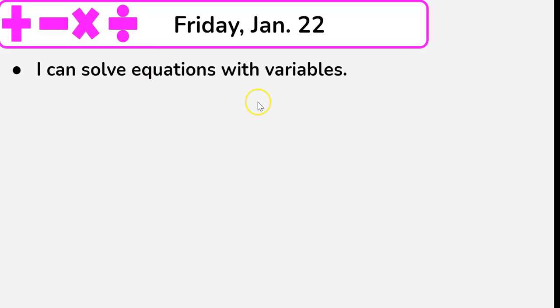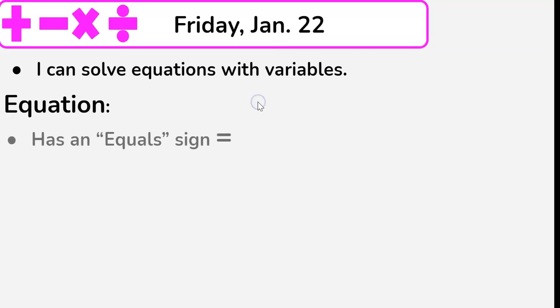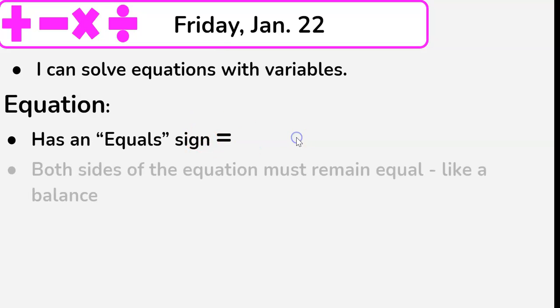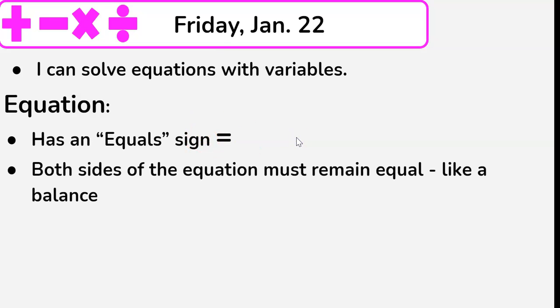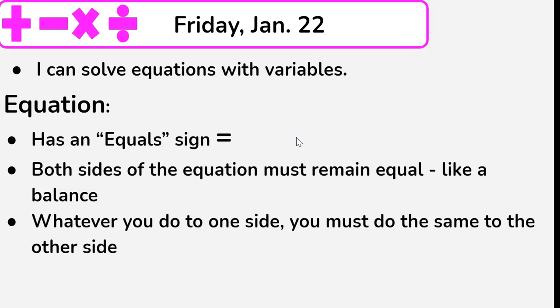no equal signs. Equations, on the other hand, always have an equal sign right here. And both sides of the equation must remain equal. It's like a balance. It has to stay level. So the two sides have to have the same value. Today we're going to be working with equations. An important thing to remember is that whatever you do to one side, you must do the same thing to the other side.